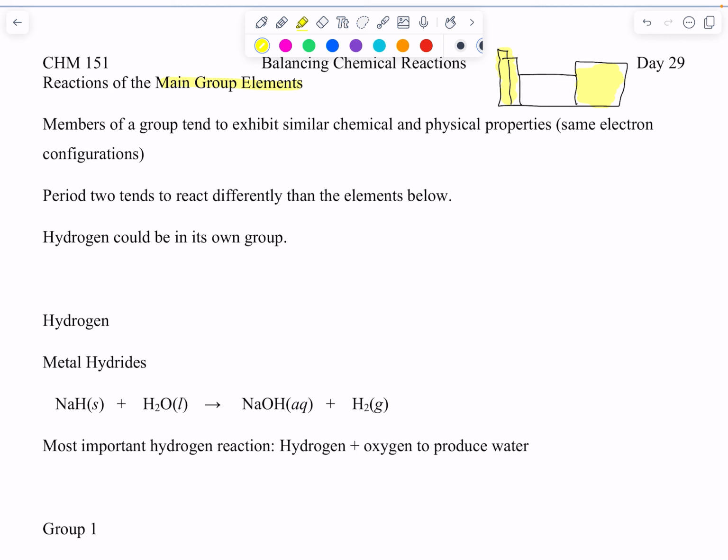Okay, so now the members of a group tend to exhibit similar chemical behaviors and physical properties, right? Because of the same electron configurations. So, right, things want to be isoelectronic with noble gases, so they're going to react to be like a noble gas. The exception is two. One, period two, because they're so small, tends to be a little bit different than the rest of the periodic table, right, than periods 3 through 7. And hydrogen. Hydrogen is unique. Right? Hydrogen is 1s1, one electron.